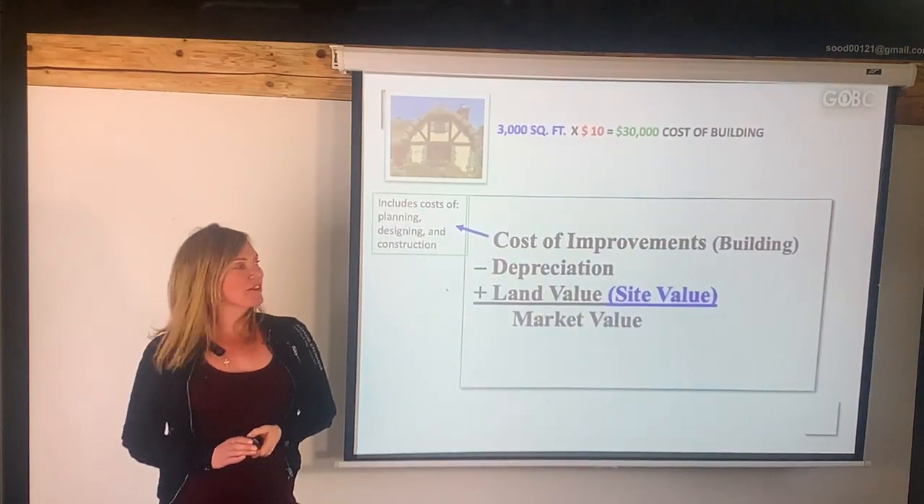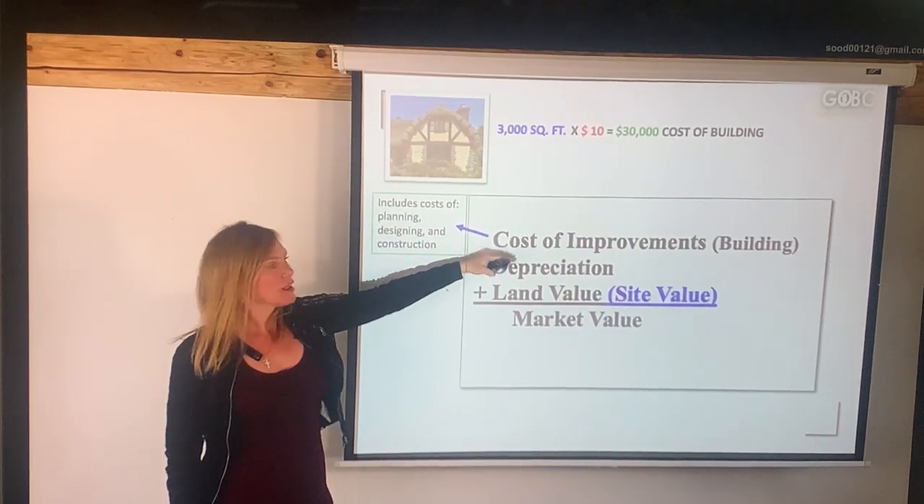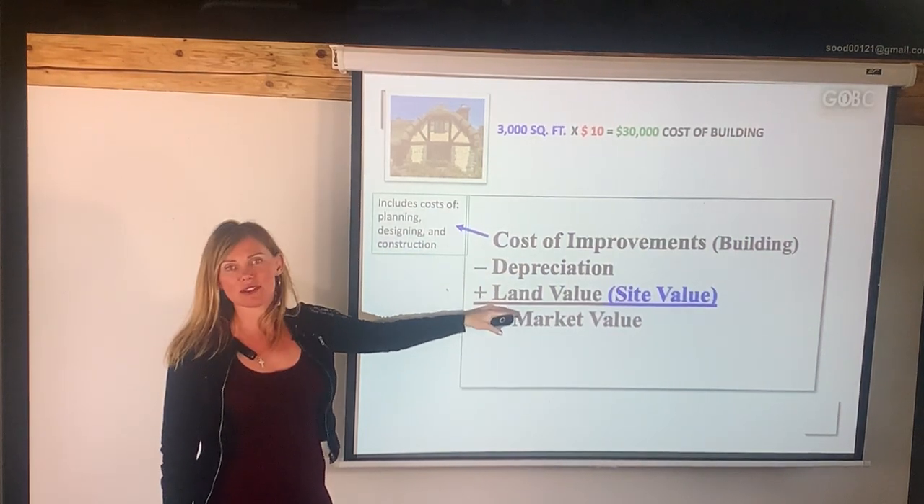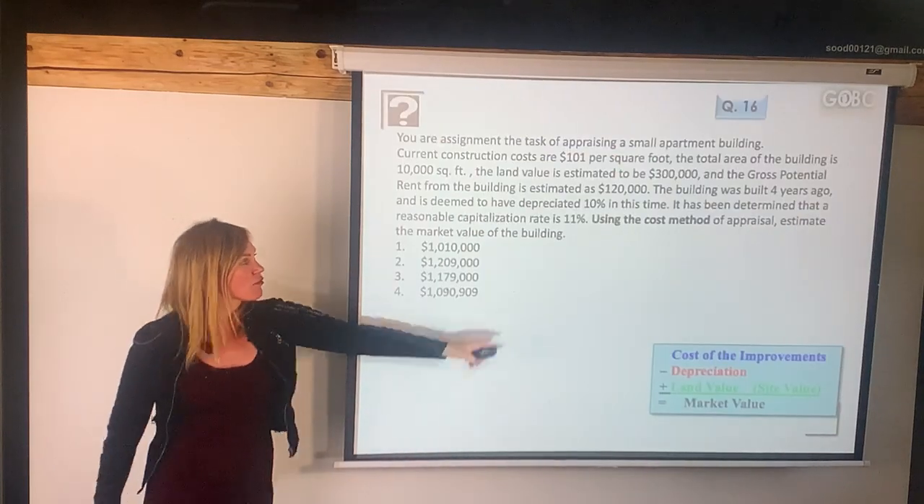So if I say using the cost method and your mind says, okay, I need to find the cost of improvements, okay? I have to find depreciation in the question, and I have to have the land, right, to see how much the land is worth. So 3 things I have to have. I put the formula there for you, okay?